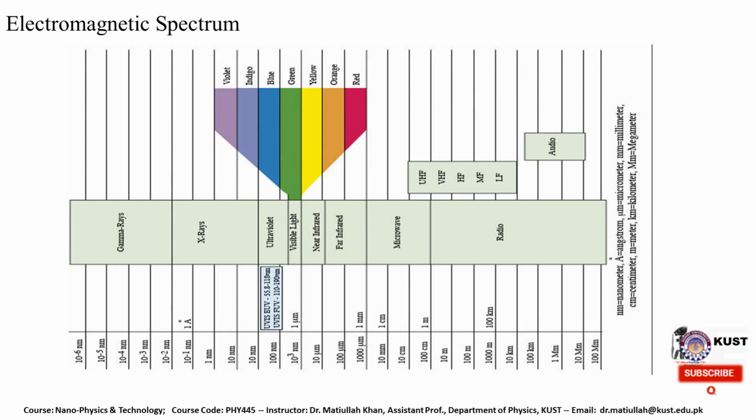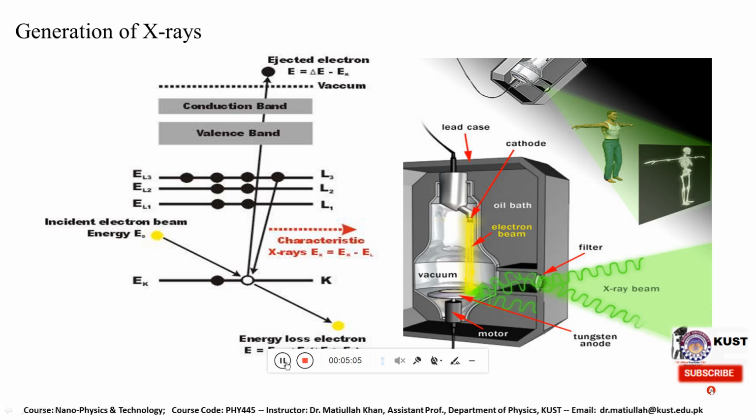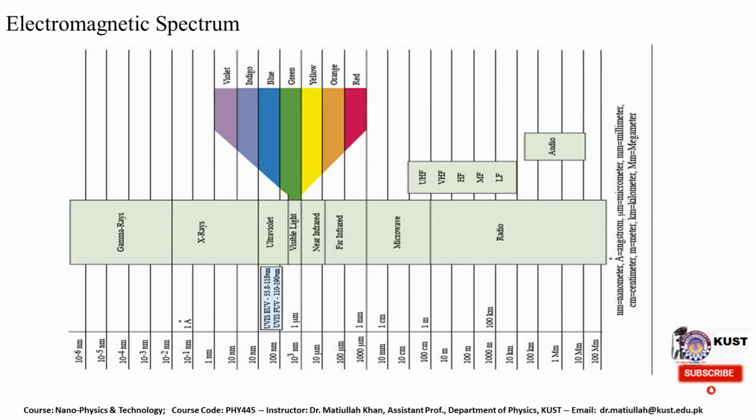A question arises why we are using X-rays for the diffraction of crystalline material, because for diffraction to occur, the size of the grating should be comparable to the size of the wavelength of the incoming radiation. Here, the atomic spacing is around 1 angstrom. If we look toward the wavelength of the electromagnetic radiation, X-rays come in the region where the wavelength is around 1 angstrom. So better diffraction can occur using X-rays for crystalline materials.